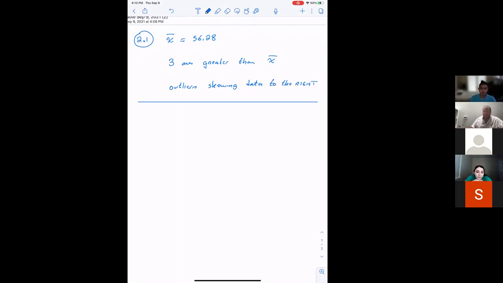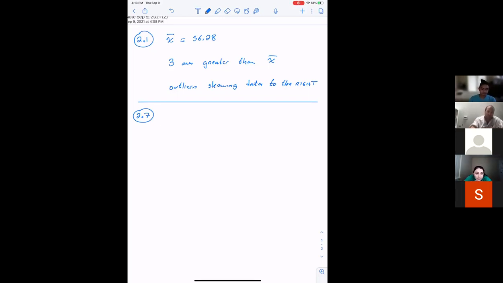Which is why, if I was a researcher, what measure of center would I use for that particular problem? What would I use as my measure of center? The median, not the mean. The mean is bad. The skewness makes the mean bad. I would use the median.